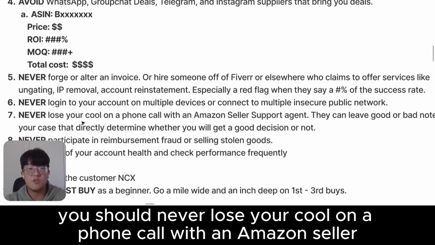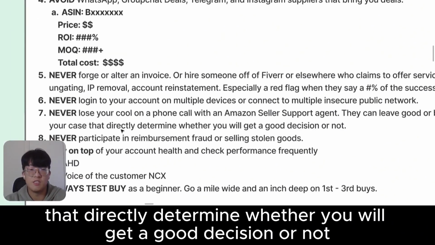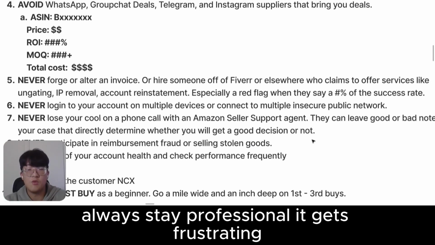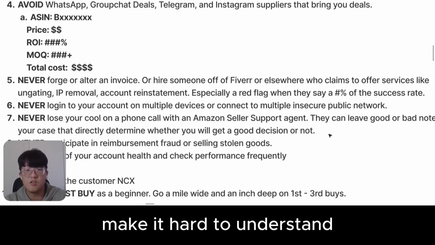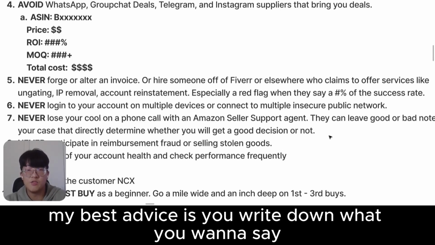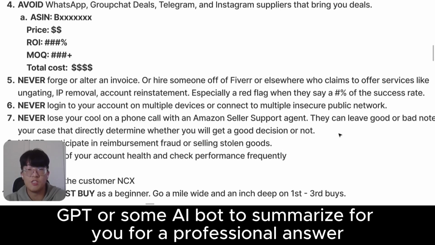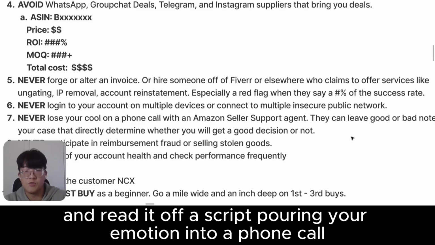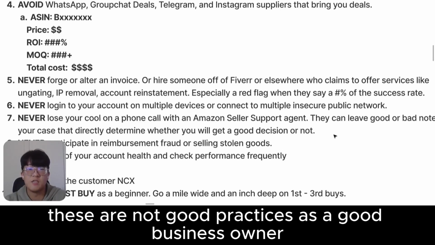Number 7, you should never lose your cool on a phone call with an Amazon seller support agent because they can leave good and bad notes on your case that directly determine whether you will get a good decision or not. Always stay professional. It gets frustrating because some of these support agents have heavy accents that make it hard to understand, especially when you're trying to explain your situation and you're already frustrated. My best advice is to write down what you want to say and give it to ChatGPT or some AI bot to summarize for you as a professional answer, and read it off as a script. Pouring your emotion into a phone call, throwing a tantrum, or directing your anger towards somebody else are not good practices as a good business owner.